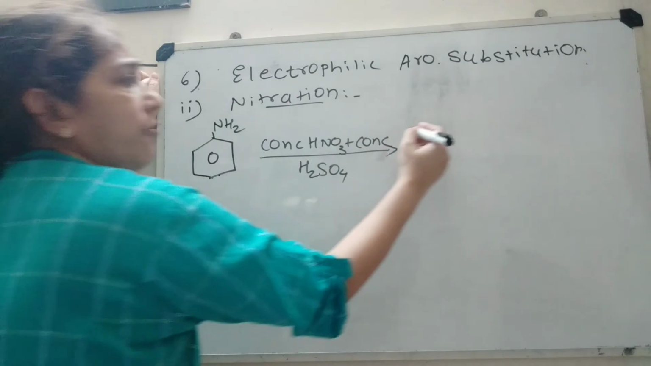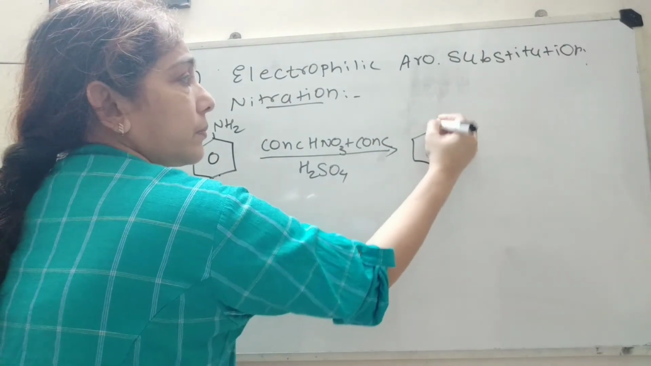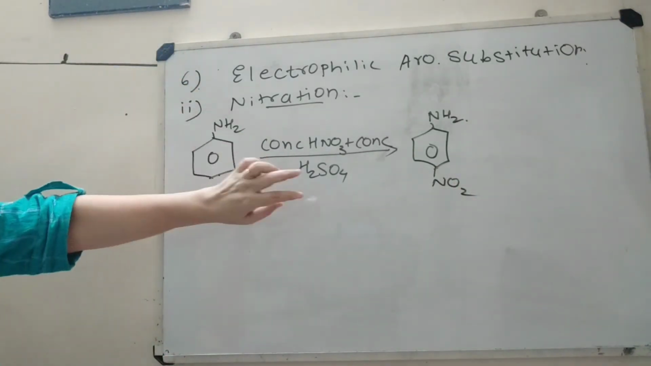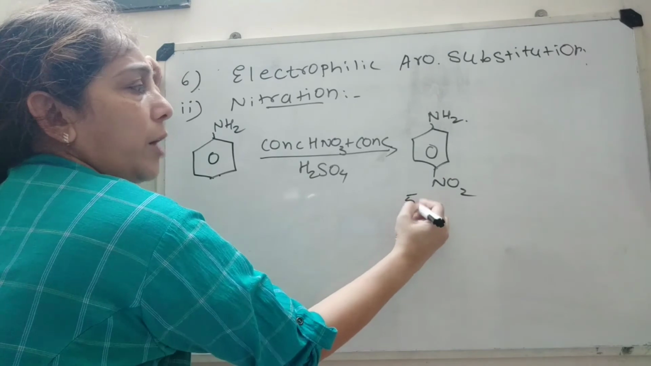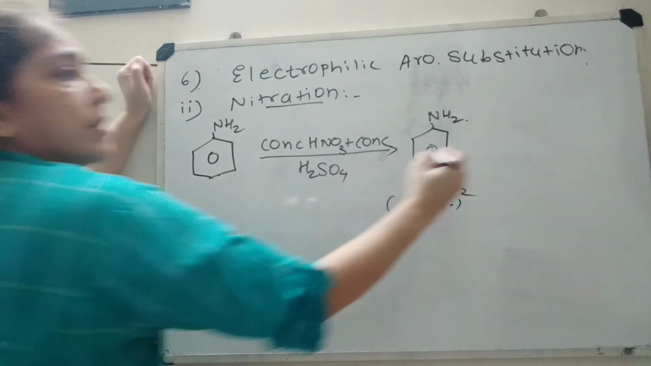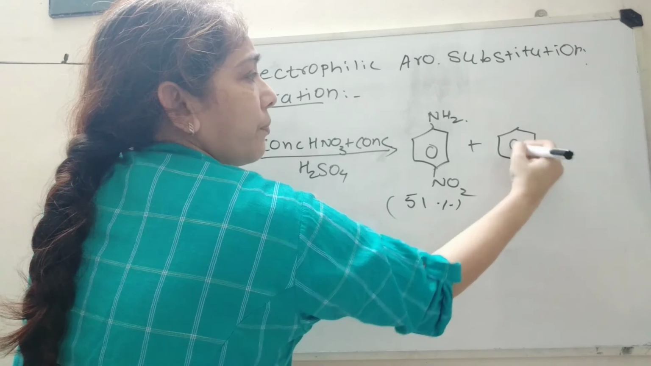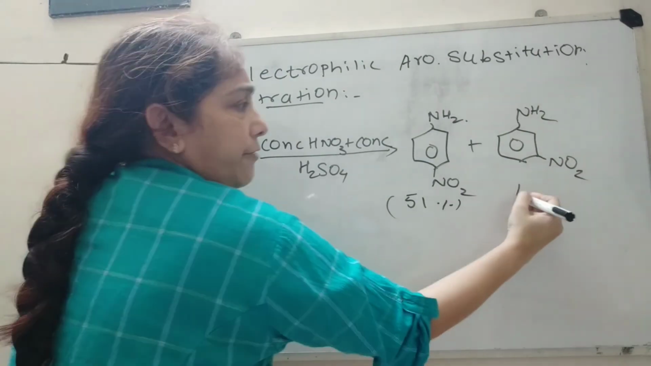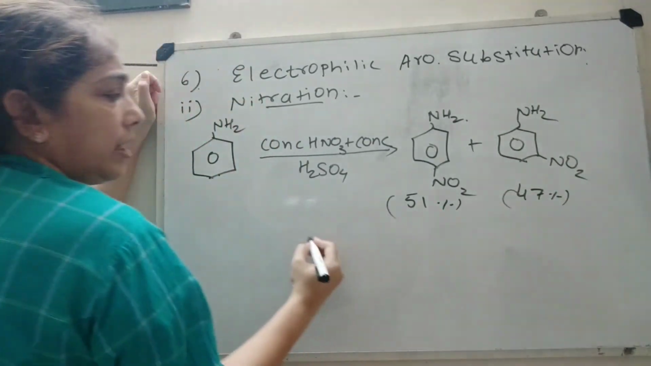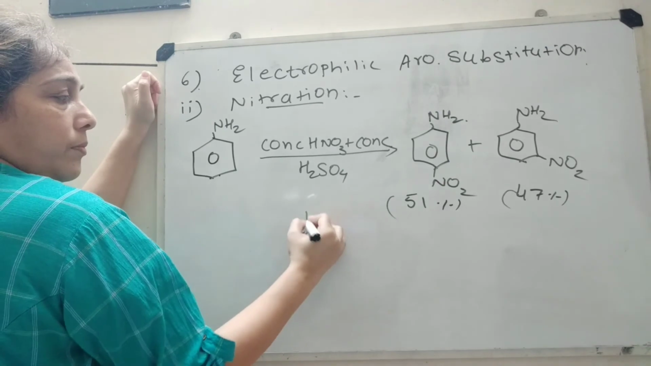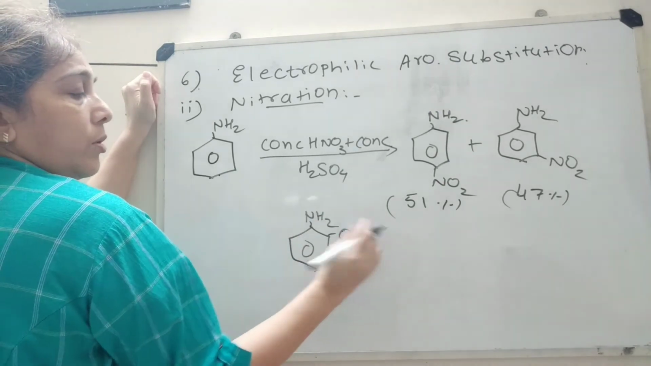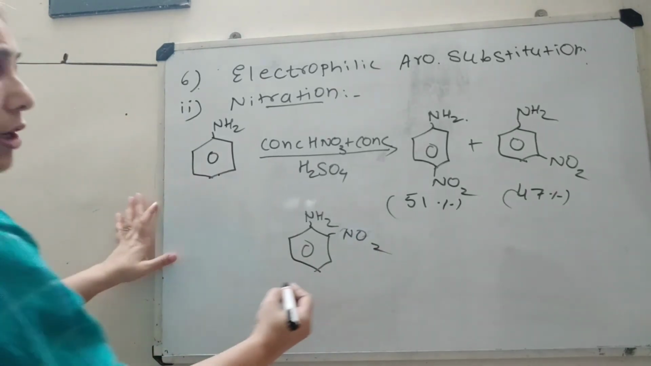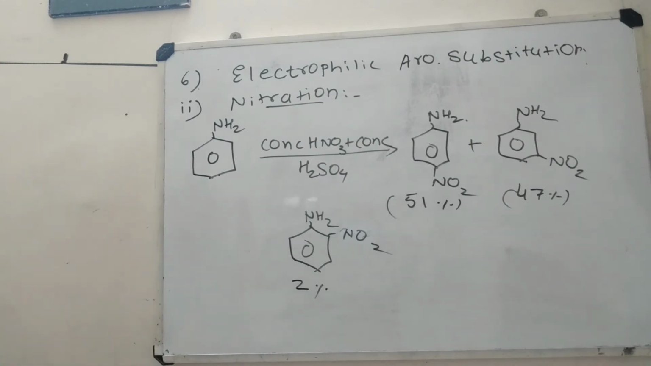So the first product we are getting, with the NO2 group, is para-nitroaniline, 51% we are getting. Second possibility, NO2 group is attached to the meta position, it's 47%. And the third is ortho-nitroaniline, only 2% we are getting.